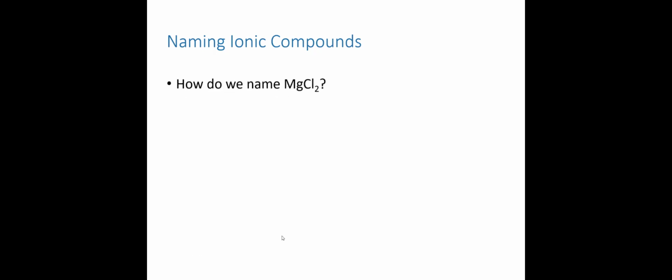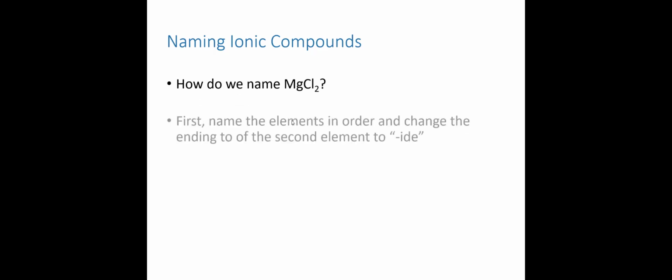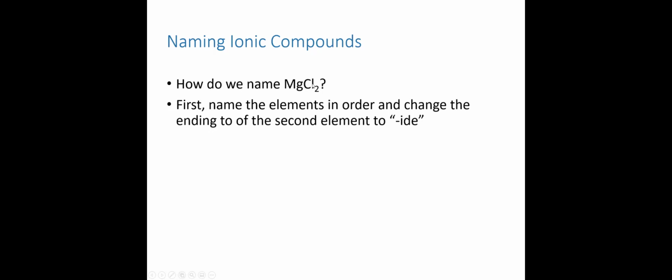So let's practice with this. So we say the name of the first element, which is simply magnesium. And then the name of the second element is chlorine, but we change that ending to "ide", so it's magnesium chloride.